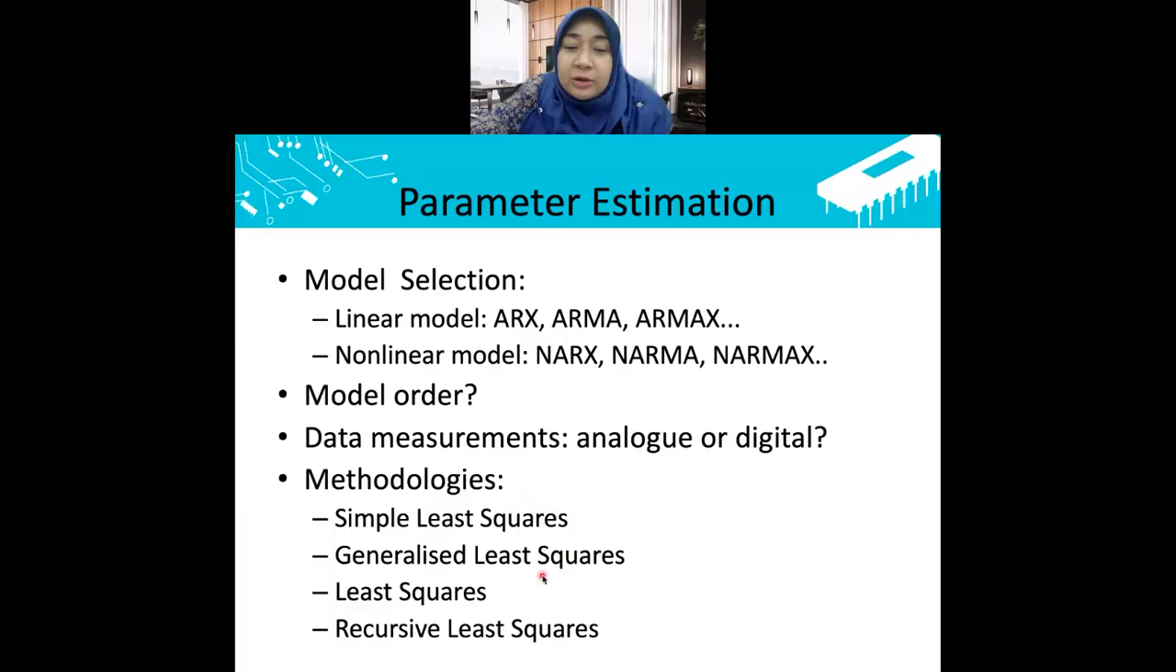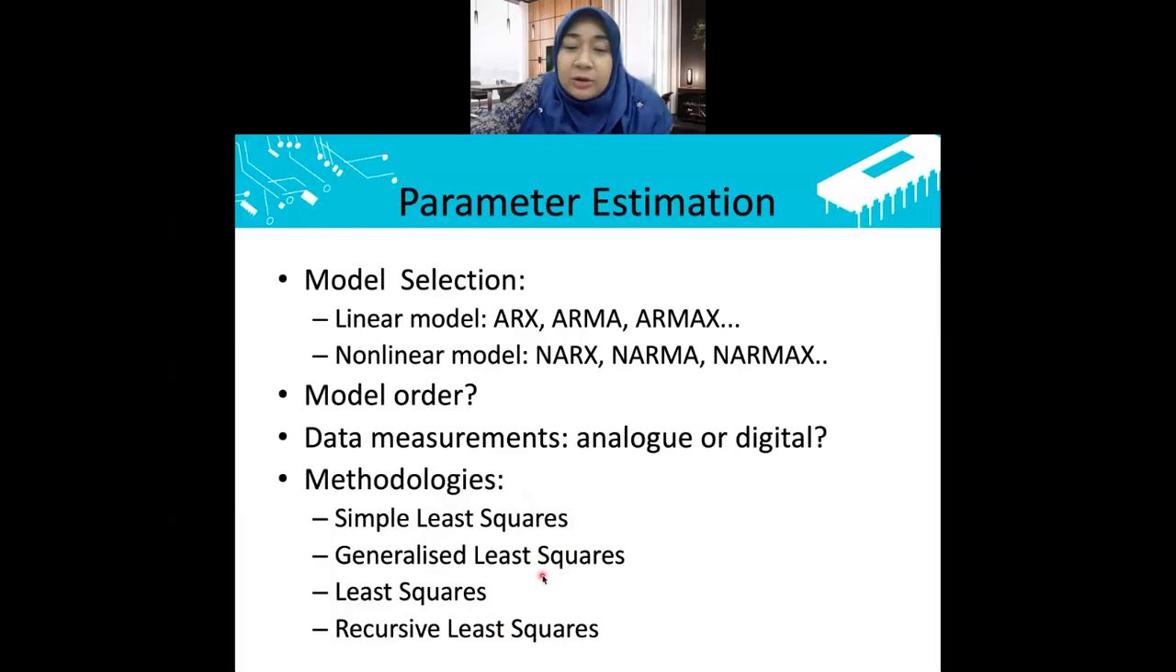Of course, when I do my parameter estimation, I will go as simple as possible first. Before I do system identification, I will find out if the system can be derived mathematically. If it can be derived mathematically, then we can forget about system identification. We don't need system identification.